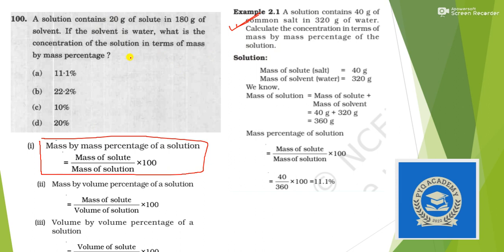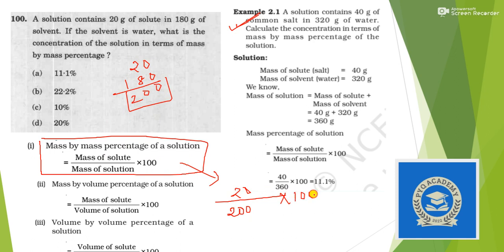First, the solute is 20 gram and 180 gram is the solvent. So total it will be 200 gram of solution. By using this formula, mass of solute is 20 divided by mass of solution which is 200, into 100. By solving this, we get 10. So 10% is the answer. It was a very easy question.